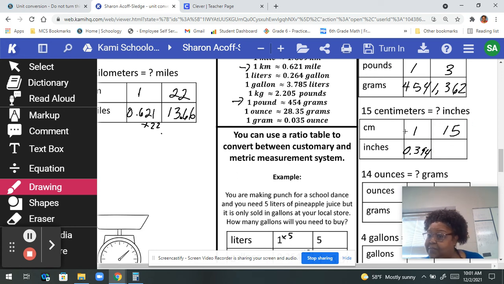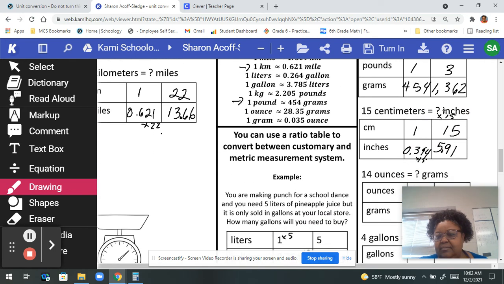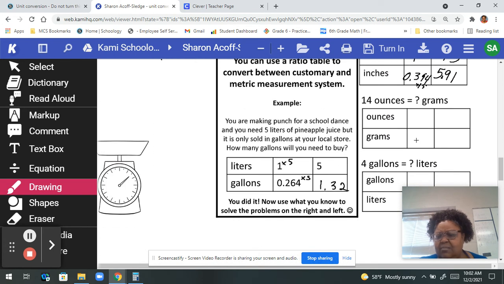1 times 15. Okay. Remember those ratio tables we did and we multiplied? So same thing. 0.394 times 15 is 5.91 inches. So it's 5 and 91 hundredths inches in 15 centimeters. Now, one thing I always remember is there are 2.54 centimeters in an inch. I just kind of remember that. And I learned it in like the fourth, fifth grade.